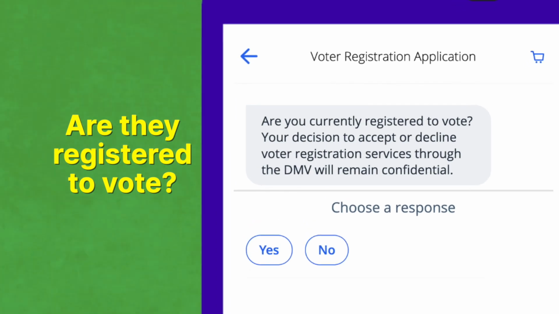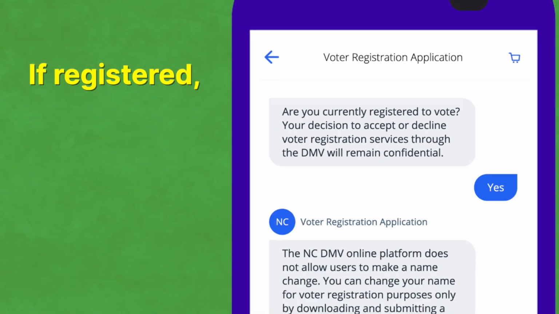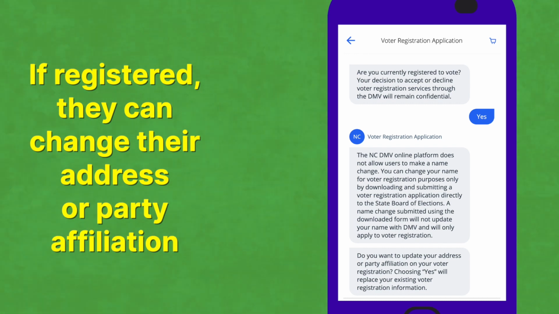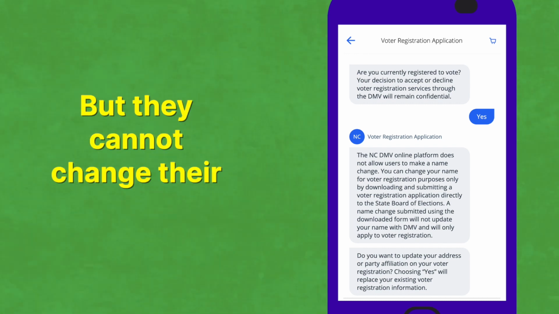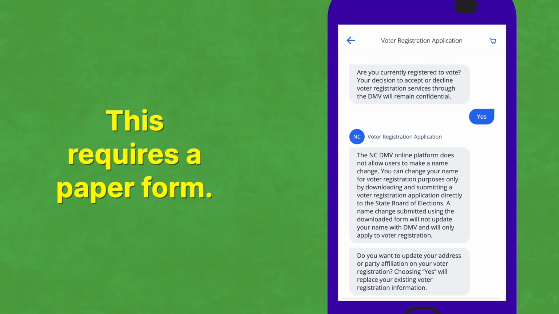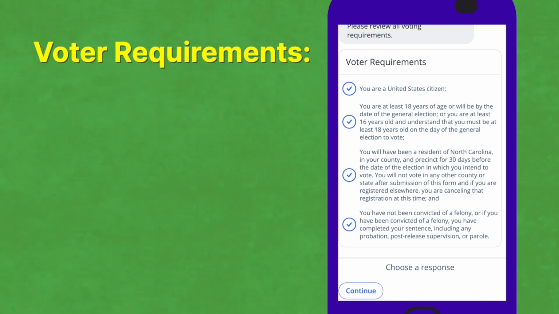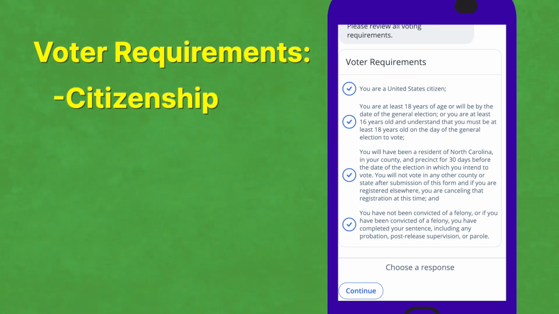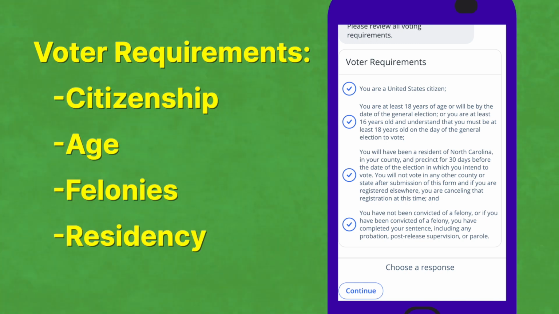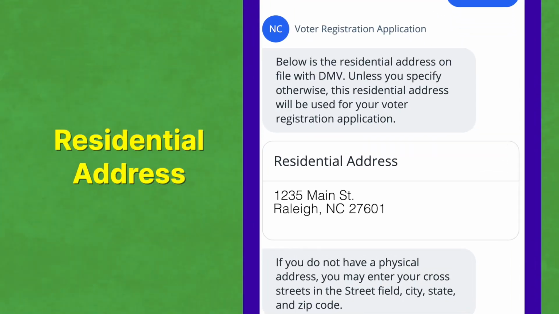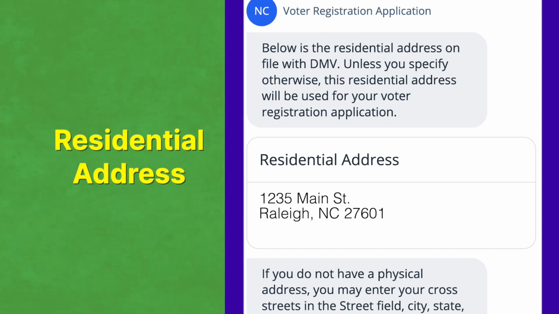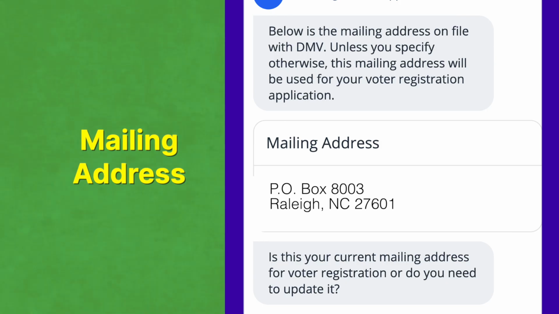Confirm their registration status. If they're already registered, they can change their address or party affiliation online, but they cannot change their name. They'll need to submit a paper form to do that. Next, answer the questions about citizenship, age, felonies, and residency. Click Continue. Confirm their residential address on file, if that comes up. Update it if necessary. Confirm their mailing address, and if necessary, update that too.